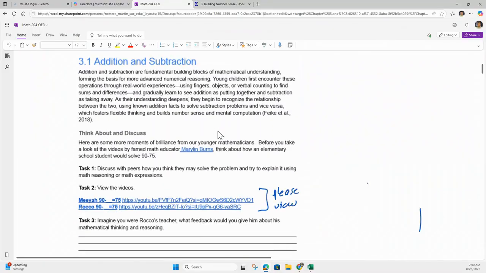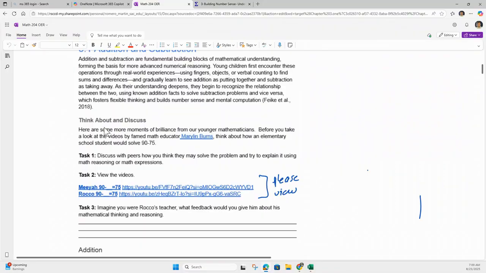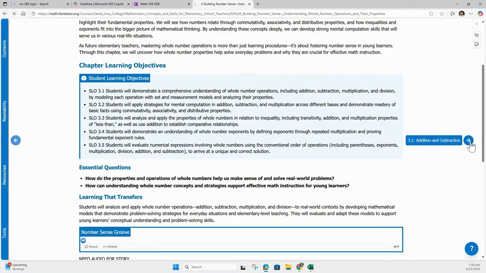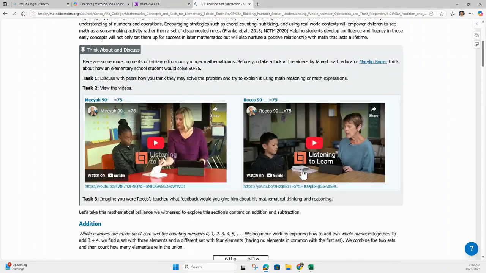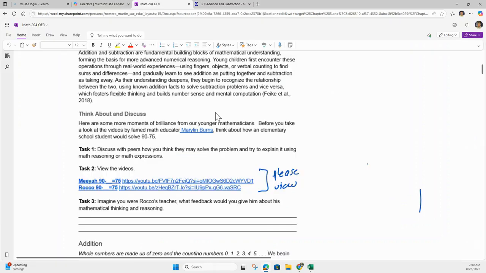So we start with addition and subtraction. And I really do want you to start with think about and discuss. If we were in class, we would play these videos, but I really do want you to view those and really look at the amazing thinking that is going on within the context of these two students. They solve the problem 90 minus something equals 75. So some amazing thinking goes on within that context. So take a few minutes to do that.